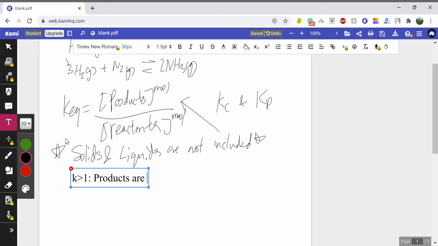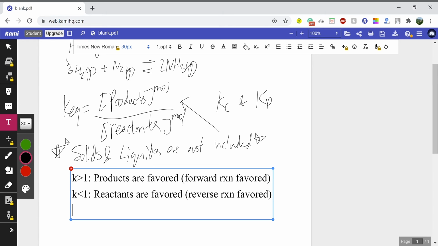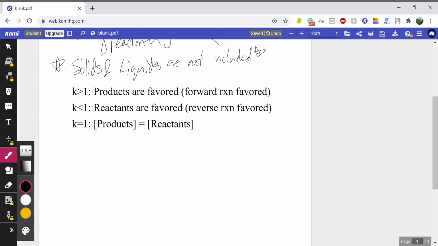We also learned in honors chemistry that if K is greater than 1, that means products are favored, which means the forward reaction is favored. If K is less than 1, that means reactants are favored, which means the reverse reaction is favored. If K is equal to 1, the concentration of products equals the concentration of reactants.